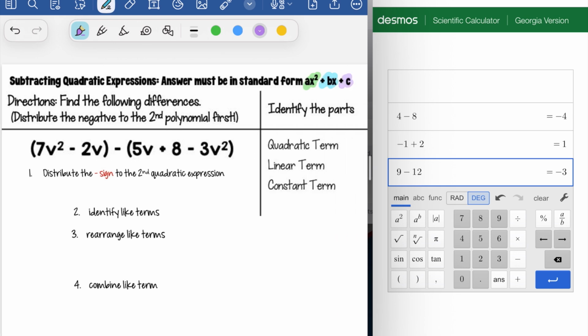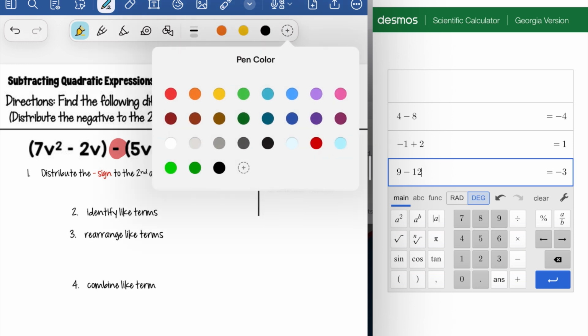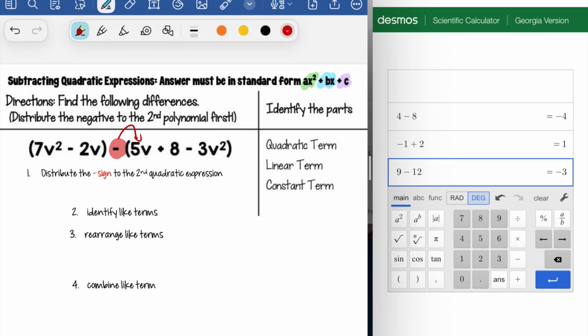All right, let's do our last one. All right, again, we have a subtraction problem, and I want to rewrite it as addition. So what should we do first? That's right, we should distribute the negative sign to each term in the expression behind it. So since I'm not doing anything to the first part of the expression, what should we do? Right, we're just going to bring it down. So 7v squared minus 2v, and we're changing this subtraction problem to an addition problem.